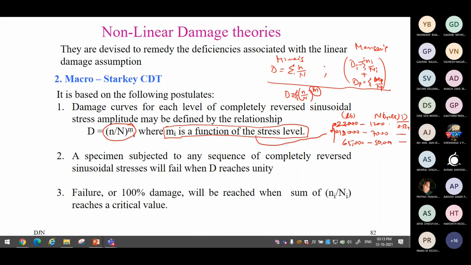What is the relationship between these stress levels? It may not be there, it could be there, depending on how much m you will get. This m is a function of the stress magnitudes, function between the stress magnitudes: how the material responds when different load magnitudes are applied. This data must be obtained experimentally first to arrive at this m value.